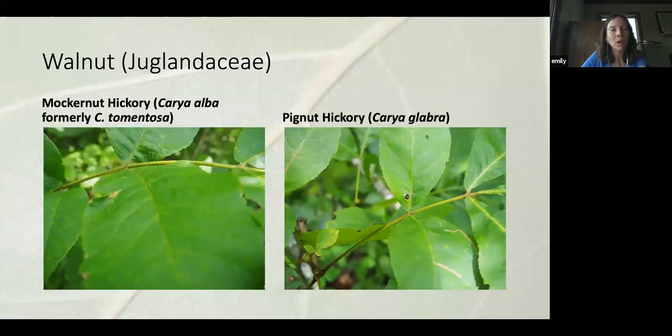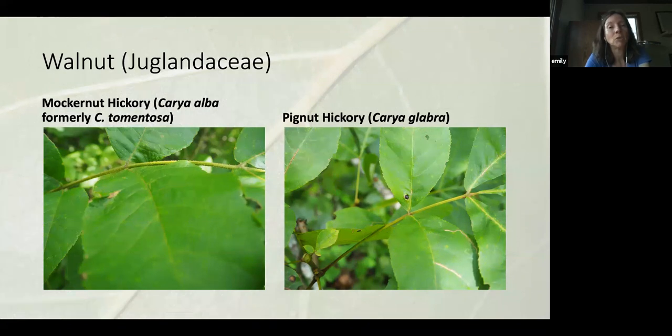So mockernut hickory is now Carya alba. I'm really disappointed about that, but I'm not going to get into it too much. It was formerly Carya tomentosa. If you look at the rachis between these leaflets on this leaf that I've zoomed in on, you can see little tiny hairs all along that rachis. Those little hairs will be all the way down to the bud, all around the axillary bud, all around the new growth on the stem.